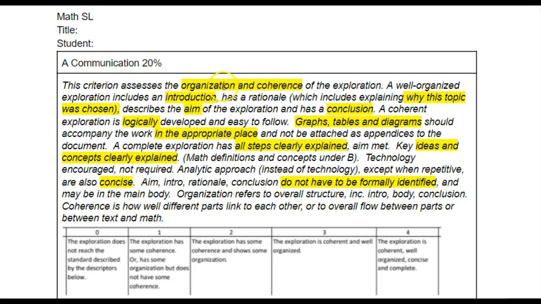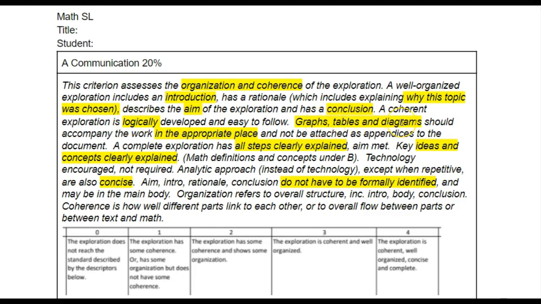Okay, so I'm going to just read some of the key words here, which are important for communication: organization, coherence, of course. You must have an introduction. You need to explain why your topic was chosen. You should say what the aim of the exploration is, or if you have a question, that could also be the aim. Make sure it has a conclusion. There should be a logical development or flow to the paper.